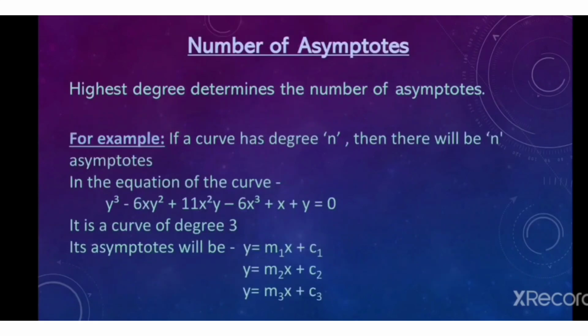Next topic is number of asymptotes. So number of asymptotes is determined by the highest degree of the equation of curve. It means that if a curve is of degree n, then it would have a maximum of n asymptotes.